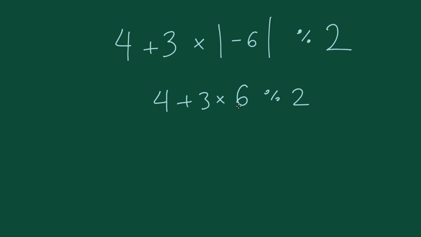Like you could do 3 times 6, 18, divided by 2 is 9. Or 6 divided by 2 is 3, 3 times 3 is 9. 4 plus 9, it would eventually evaluate to 13. Okay, but just remember the absolute value is the first step.